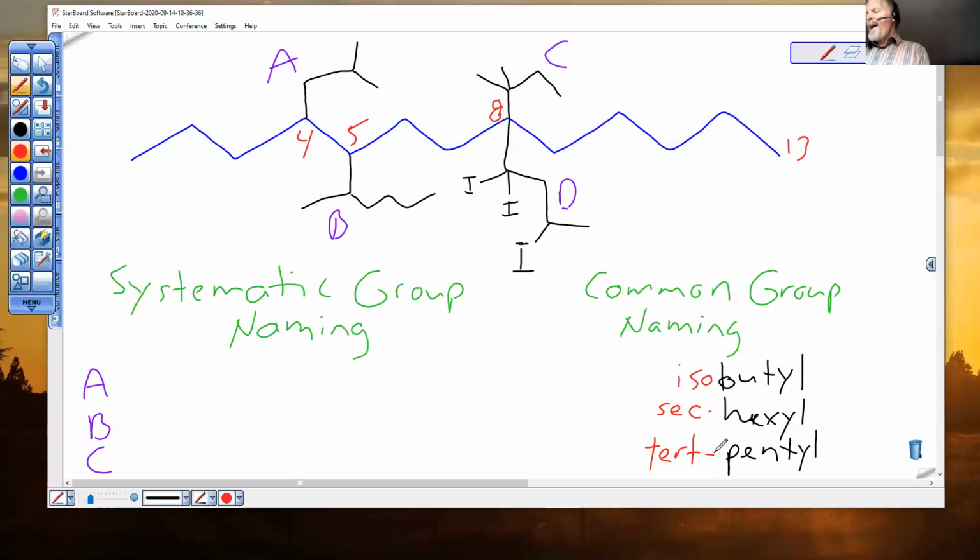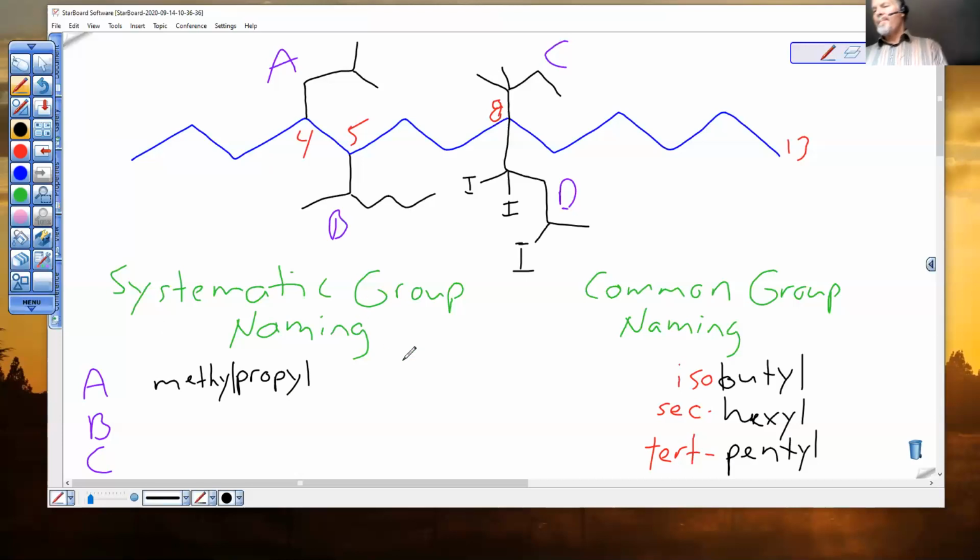And the systematic name has the longest chain. For A, the longest continuous chain is prop, and it's a group, so it's propyl, and it's got a methyl on it. We need a number for where the methyl is attached to the propyl. And I know the rules of nomenclature say you want the methyl on the lowest number, right? Well, you don't have that luxury here.